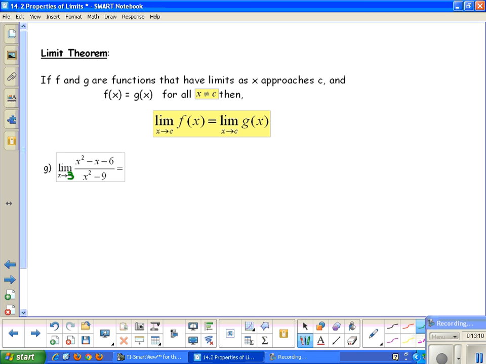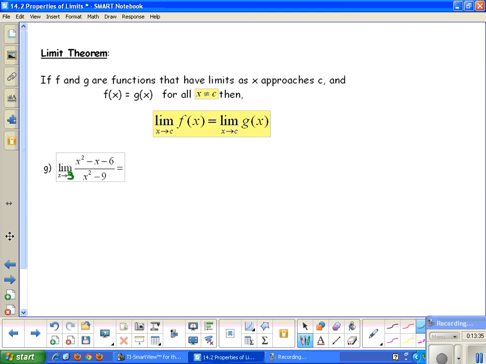So if we want to find the limit as x approaches 3 for this function, let's try it. So 3 squared minus 3 minus 6 over 3 squared minus 9. Notice right here, I get 9 minus 9, which equals 0, but we can't divide by 0. Because of that, I can't just plug in 3 to get my answer. I'm going to have to use some other techniques, such as some algebra.